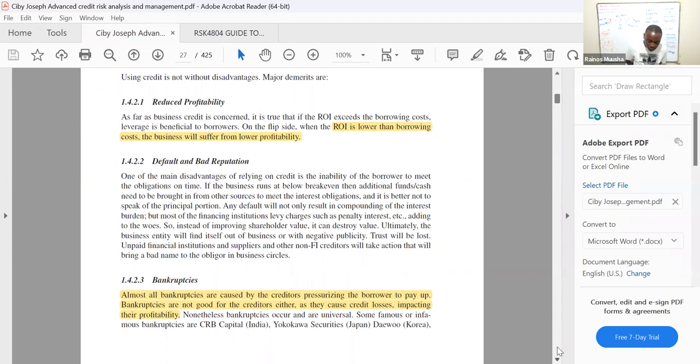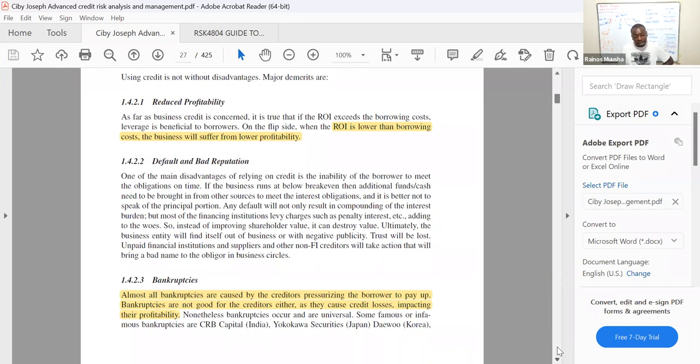So any default will not only result in compounding of the interest burden, but most of the financing institutions levy charges such as penalty interest, adding to the woes. So instead of improving shareholder value, it can destroy value. Ultimately, the business entity will find itself out of business and with negative publicity. So trust will be lost. Unpaid financial institutions, suppliers, and other non-financial creditors will take action that will bring a bad name to the obligor in business cycles.